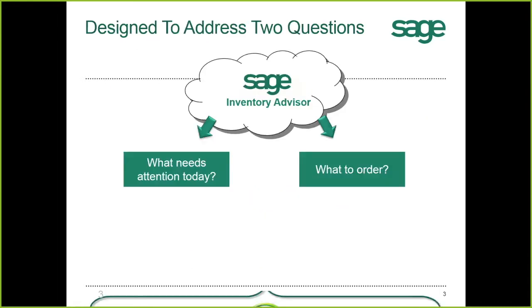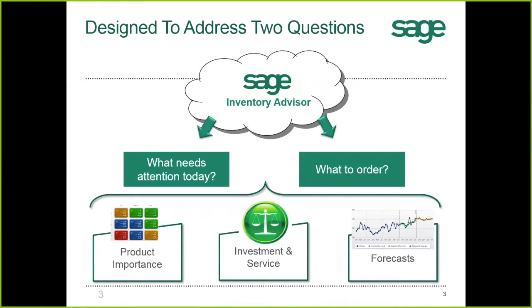So Inventory Advisor, again, is a cloud-delivered service. So it will connect to your Sage Enterprise Management server and upload that transactional data, and then you will access the planning tool from any browser. But what Inventory Advisor is designed to do is to answer those 2 questions in those 2 green boxes.